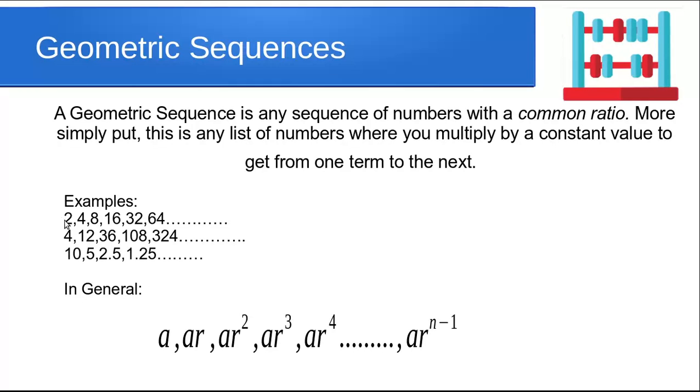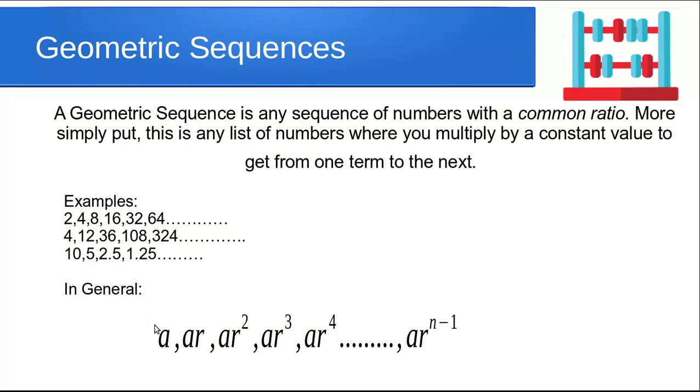Powers of 2: 2, 4, 8, 16, 32, 64. You're doubling each time, multiplying by 2 each time. Next one down, we're multiplying by 3 each time. The next one down, we're multiplying by a half each time, so we can be dividing by a term. And that gives us this general result.